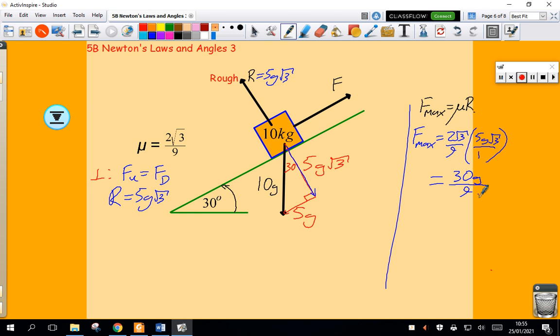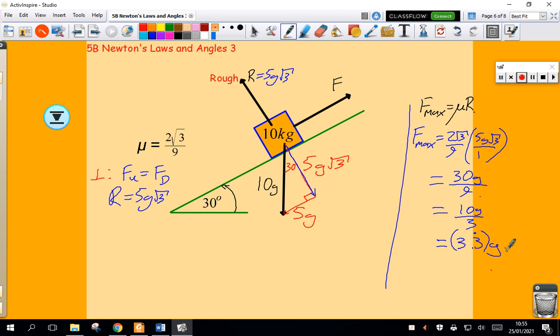So, sorry, not the coefficient of friction, my friction force is going to be 30g over 9. Okay, that'll reduce, of course. 3 is a common factor, top and bottom. That's 10g over 3. Okay, 10g over 3, which is, if you think of it as a decimal, 3.3 recurring times g.